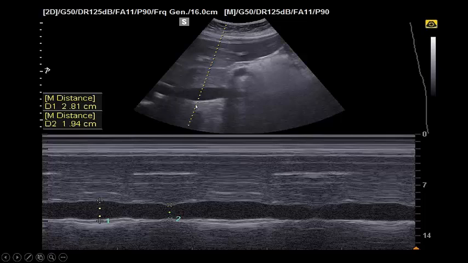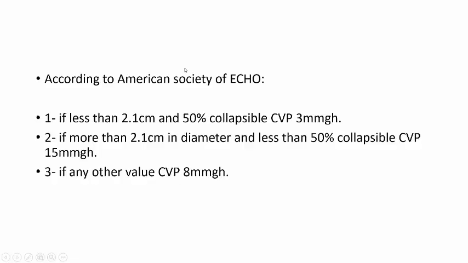Just look into the inferior vena cava for this patient. The maximum diameter is 2.8 and non-collapsing, less than 50% collapsing. That means, according to the American Society of Echocardiography, the patient has a maximum diameter of the inferior vena cava of more than 2.1 centimeters, and less than 50% collapsibility. That means right atrial pressure is at least 15 millimeters of mercury for this patient. So this patient has interstitial edema and high right atrial pressure.